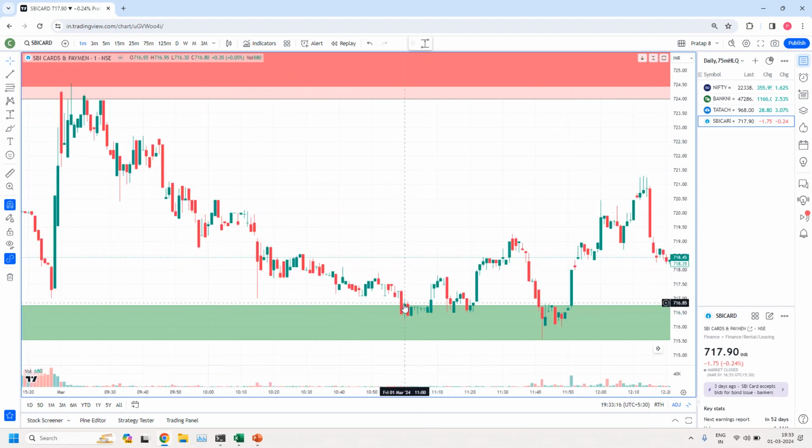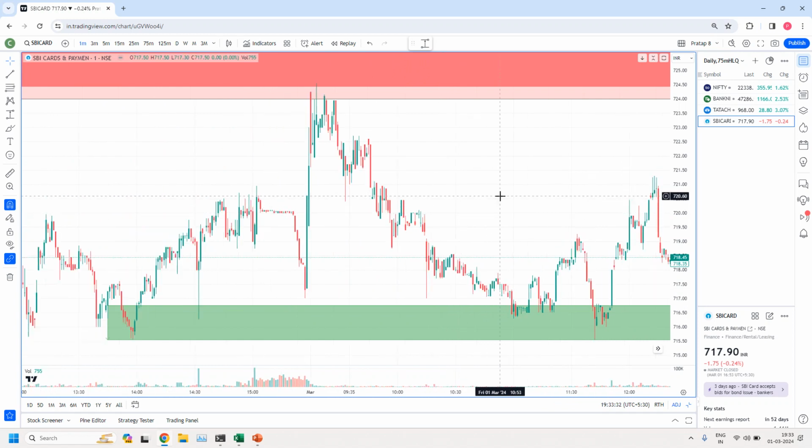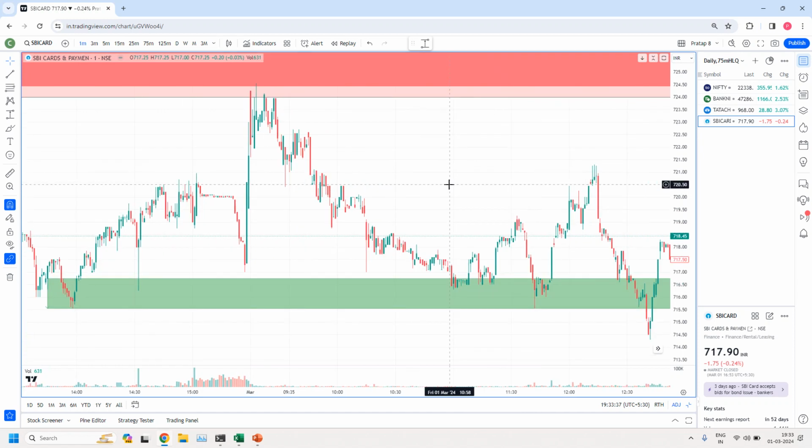And it reached the target at 10:59, so we can say 11 o'clock. That means within 2 hours, in 1 hour 45 minutes, your trade is completed. And that way, SBI Card has given a profit of 6,160 rupees, which is 6% ROI. It is actually 6.02%, I rounded it to 6%.